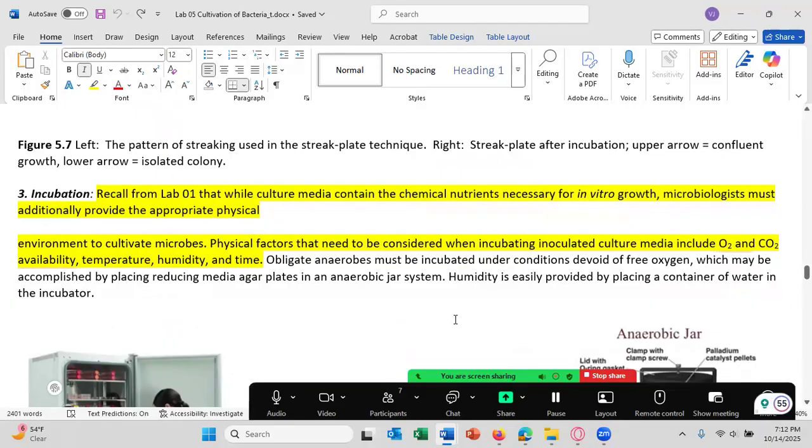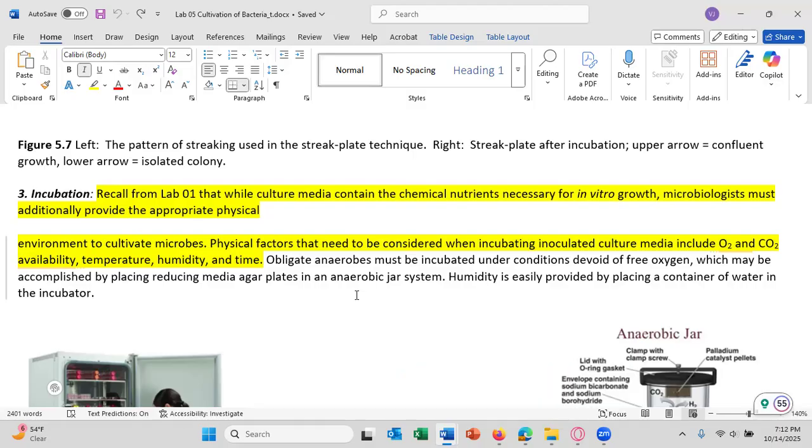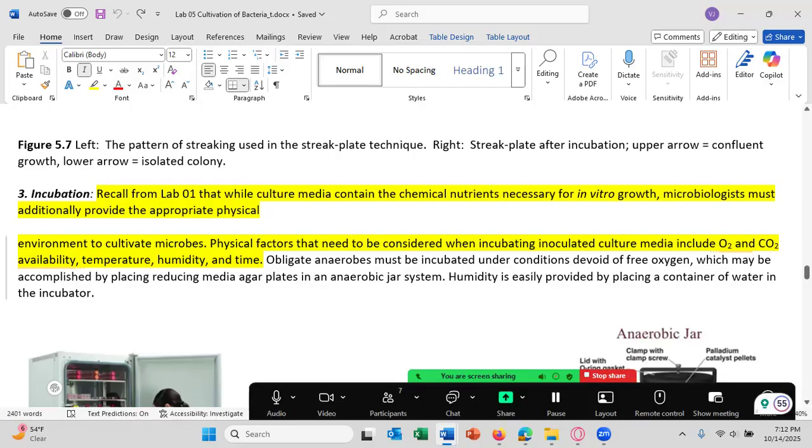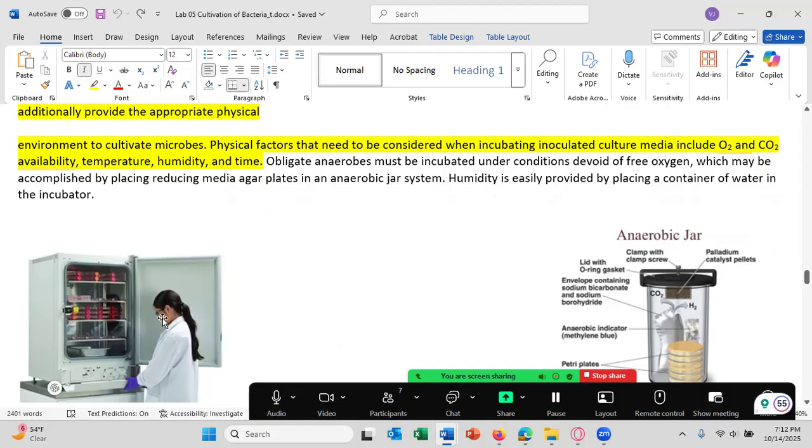All right, the next step is incubation. Recall that culture media contains nutrients for in vitro growth. Microbiologists must provide an appropriate physical environment, such as an incubator for putting our plates in, like this one here. This incubator is a fancy one. It can control how much oxygen the cells are going to be exposed to, how much CO2 the cells will be exposed to, what the temperature will be, what the humidity will be.